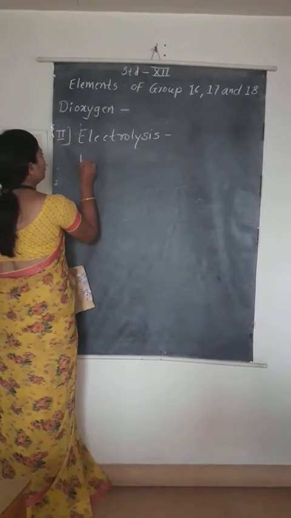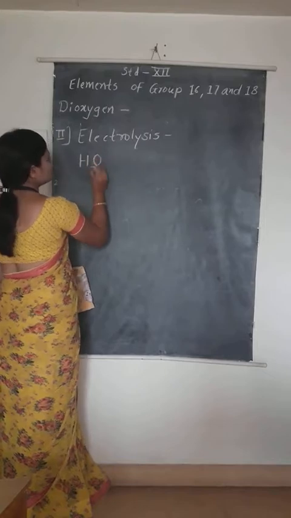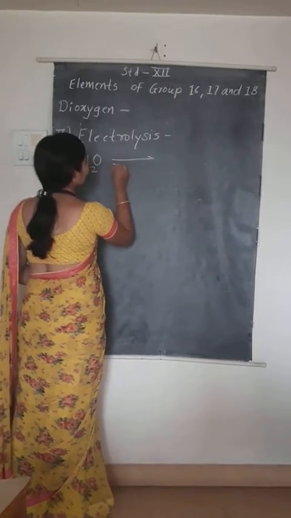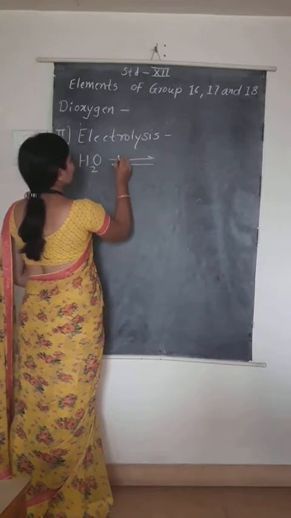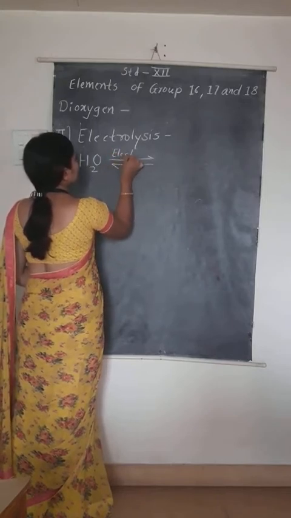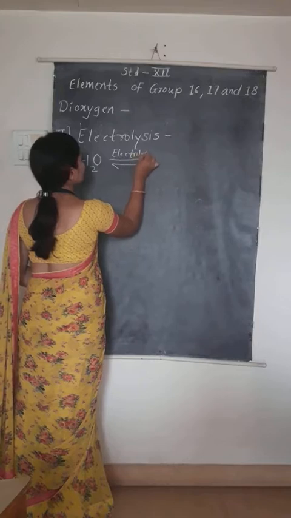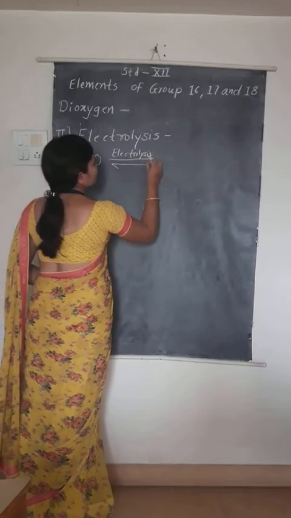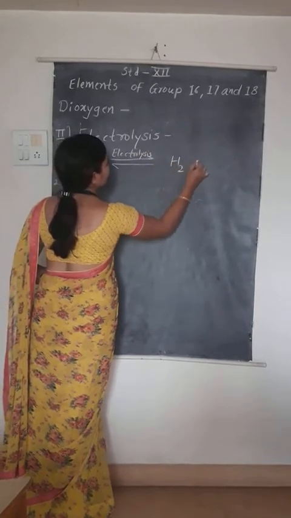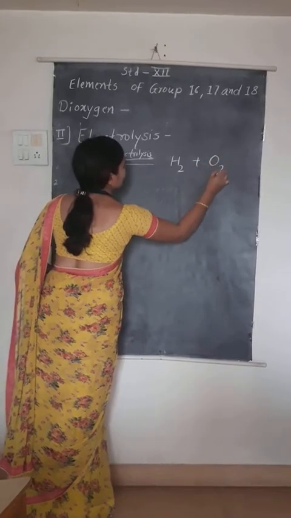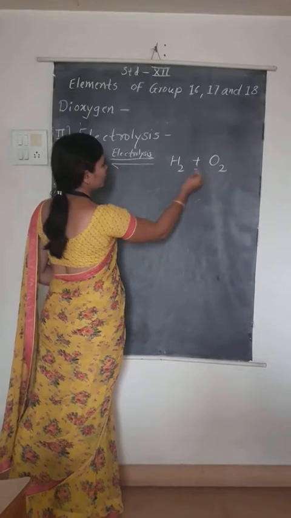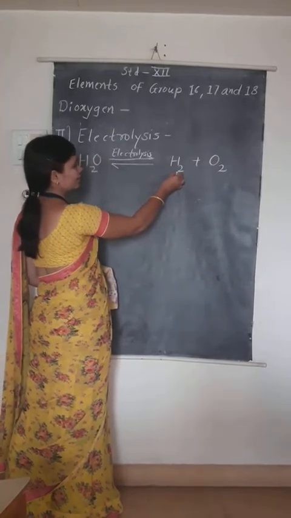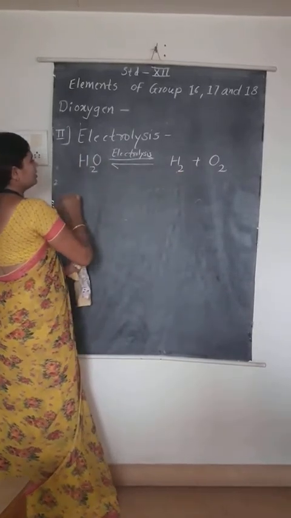When water containing a small amount of acid or alkali is electrolyzed by passing electric current, it undergoes electrolysis to evolve hydrogen and oxygen. Oxygen gas is liberated at anode, hydrogen gas is liberated at cathode. We will balance this reaction.